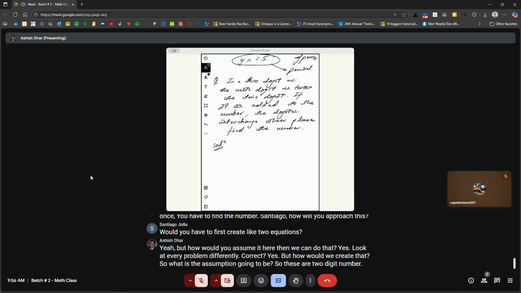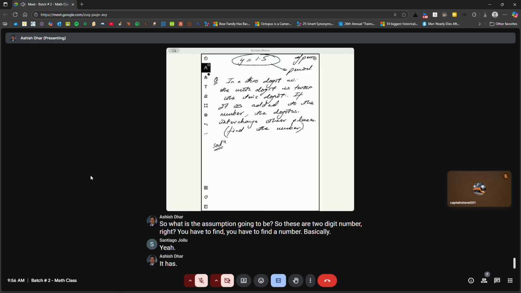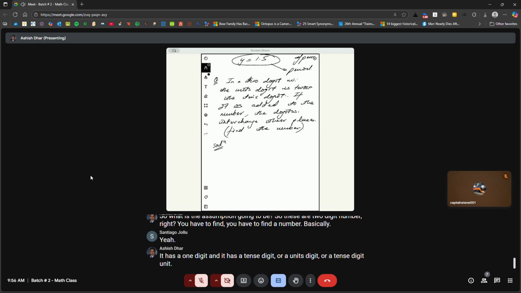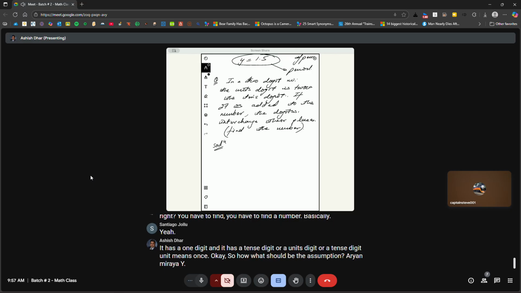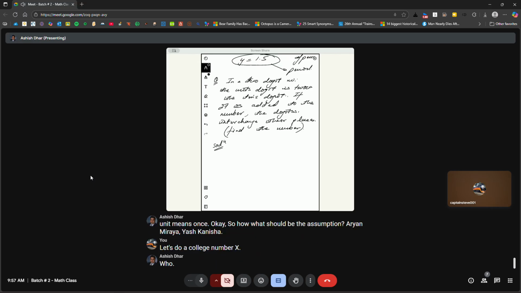So, there's a two-digit number, right? You have to find a number basically. It has a units digit, or ones digit, and a tens digit. Unit means ones. So, what should be the assumption? Arya, Miraya, Yash, Kanisha. Which number?